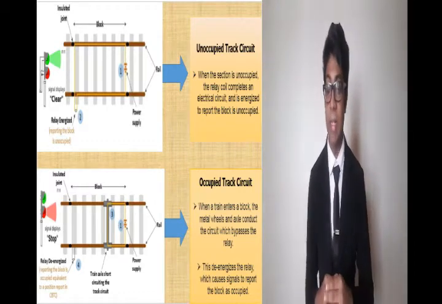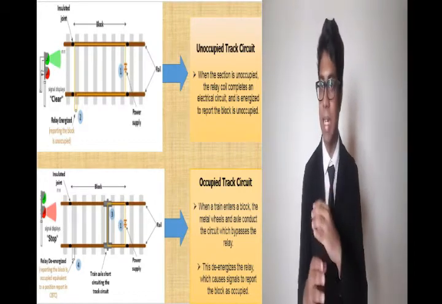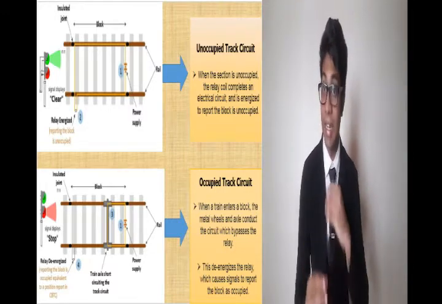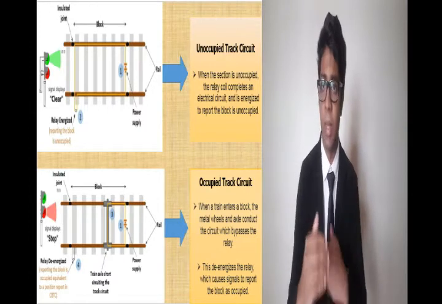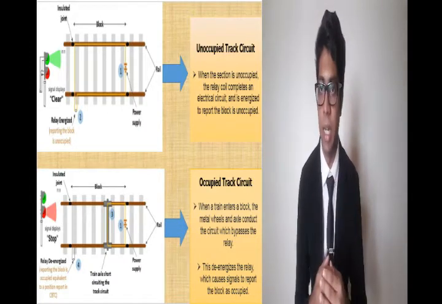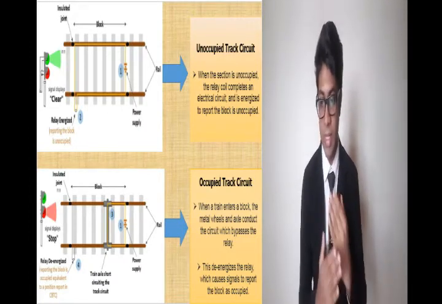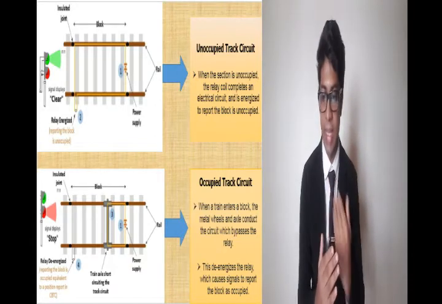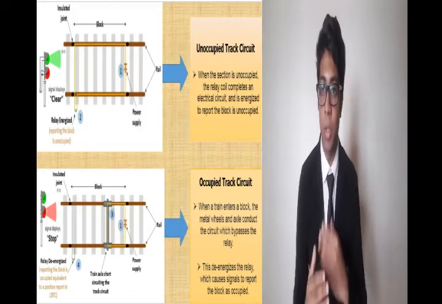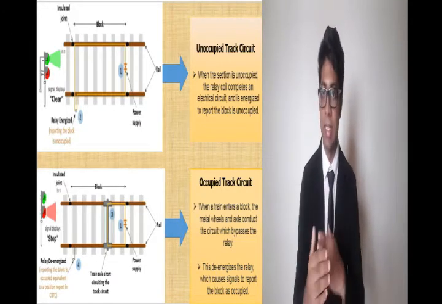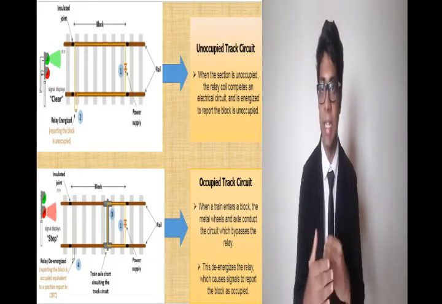For the unoccupied track circuit, when the section is unoccupied, the relay coil completes the electric circuit which energizes the relay, and they report the block is unoccupied. The signal displays clear by indicating the green light. For the occupied track circuit, when the train enters the block, the metal wheels and axle contact the circuit which bypasses the relay, and they de-energize the relay to report the block is occupied, and the signal displays stop by indicating red lights.